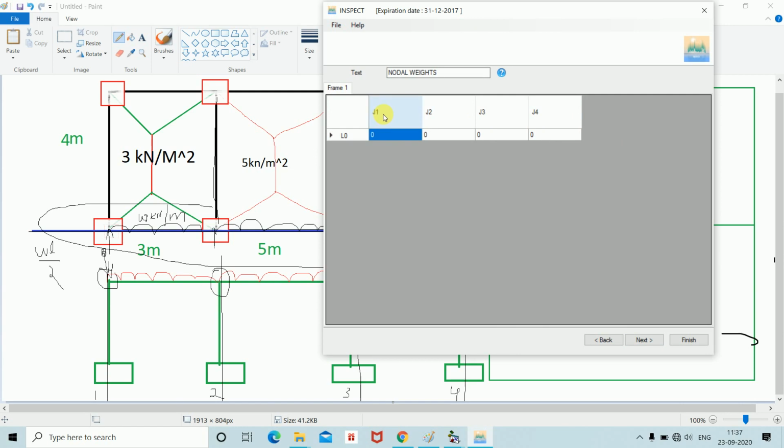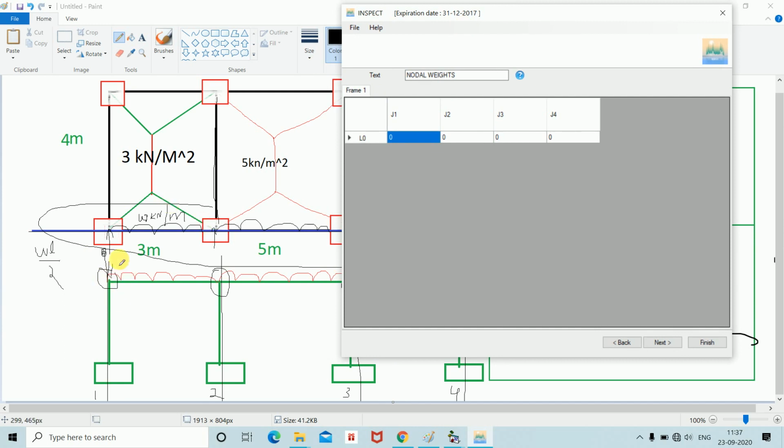J1 means joint 1 nodal weight. J2 means joint 2 nodal weight. J3 means joint 3 nodal weight. J4 means joint 4 nodal weight. Okay, you just give these by calculating manually, or if you want to get exact results, you can go for STAAD Pro or ETABS, and then you can calculate the nodal weights very easily. But it is better to calculate manually, it is very easy.